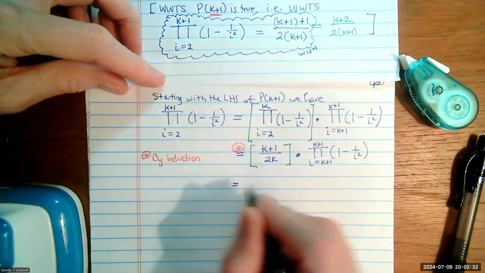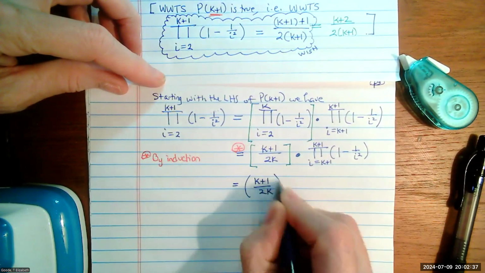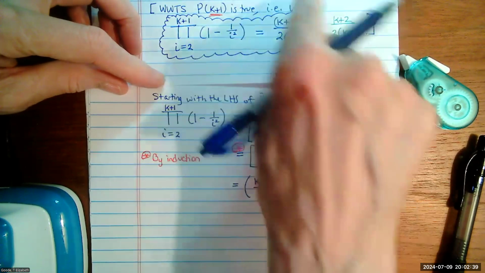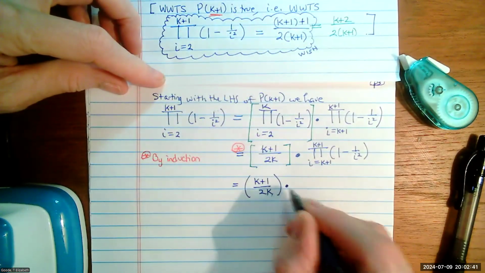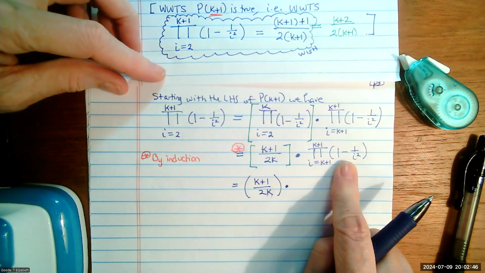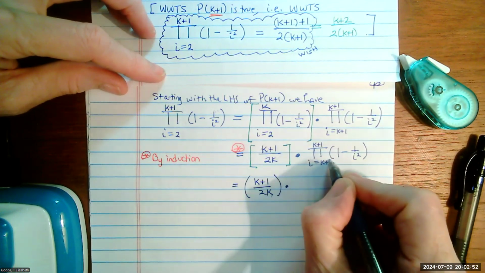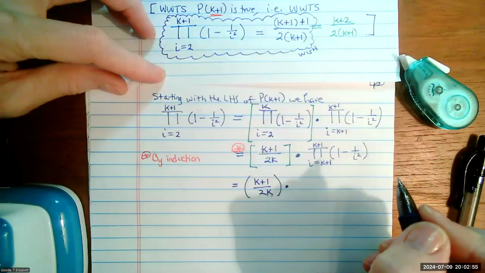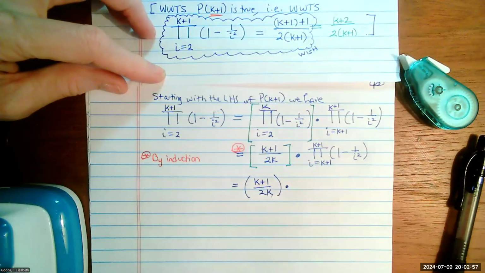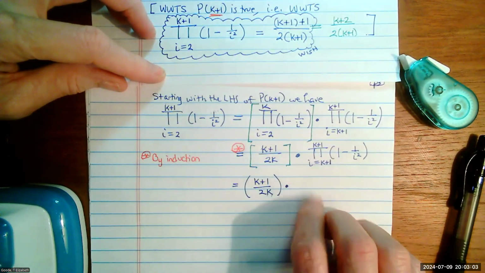All right, so what do we got? Well, we've got the k plus 1 over 2k. That's what we got from the inductive hypothesis substitution. And times, and now what is this term going to be, folks? What does this factor look like? Anybody? Do you know how to evaluate this? This one.